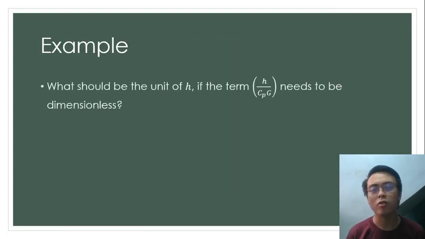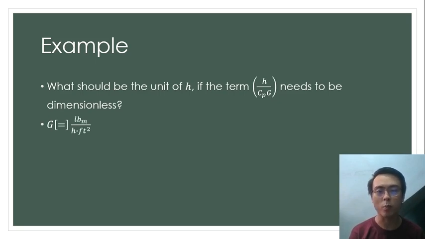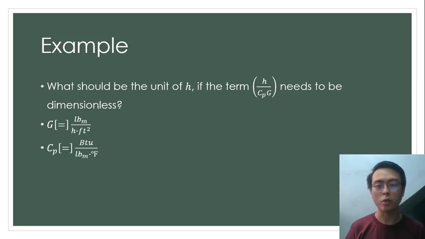I will be leaving this example for you to practice as well. What should be the unit of h if the term h over Cp needs to be dimensionless? You are given here the units of G in English units, so you should also be practicing performing calculations on English units, and Cp is BTU per pound mass per Fahrenheit. You need to practice on this example, and I think that's the end of the lecture.